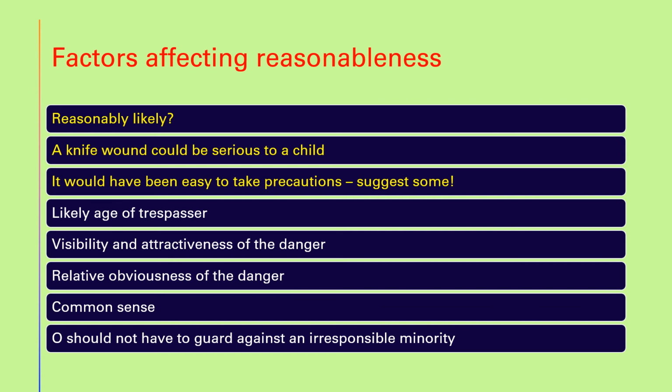We said about locking the kitchen, putting away all the dangerous objects and so on. Now, the likely age of a trespasser. Trespassers here are likely to be children. Because if we consider adults, they are probably not going to go into the kitchen, but kids, as we say, will go where they want to.